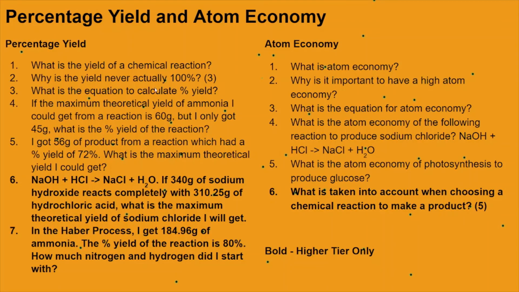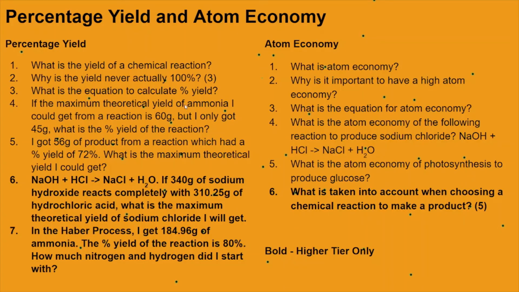We calculate percentage yield by dividing the actual yield by the maximum theoretical yield, which you calculate from your moles, or they might give to you. And then obviously you have to times it by 100 to get the percentage, because it's percentage yield as a percentage. So let's try it with question 4.